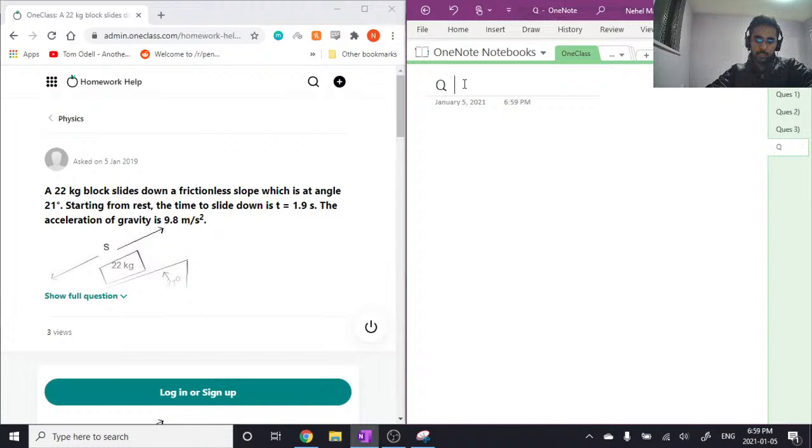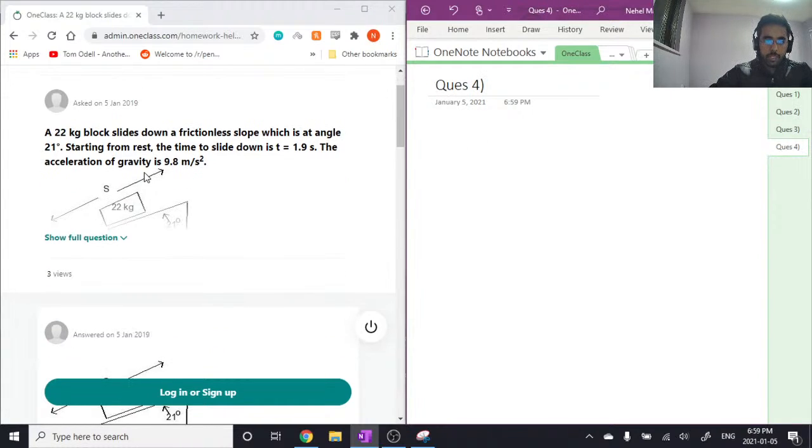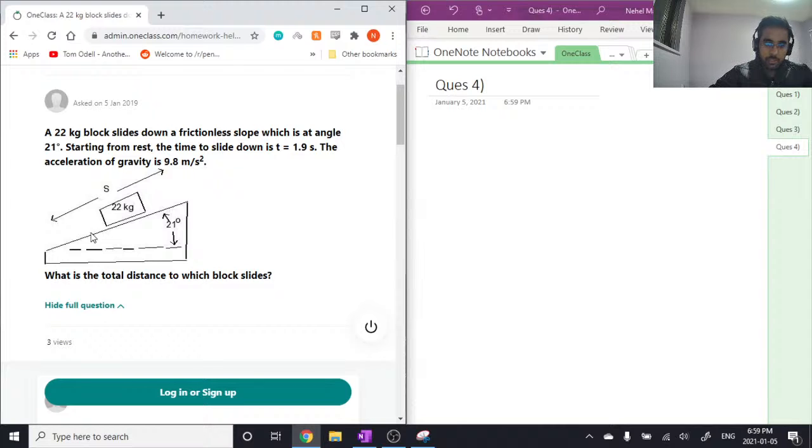Okay, so this is based on an inclined plane. A 22 kg block slides down a frictionless slope which is at an angle of 20 degrees, starting from rest. The time to slide down is t equal to 1.9 seconds. The acceleration of gravity is 9.8. What is the total distance to which the block slides?